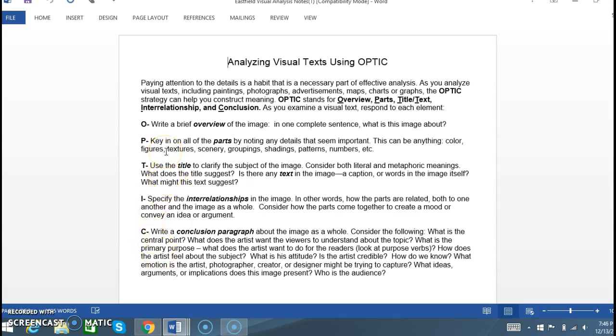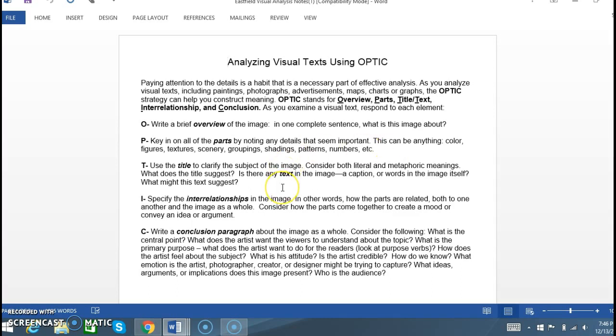P is the different parts, and this is critical. You have to divide the image into its various parts and analyze each part. Sometimes the image is separated by color or by line or by shape, and that's the easiest way to divide it. Start with a focal point, then where does your eye go next, and then where does your eye go again, and that would be a very helpful way to organize an essay.